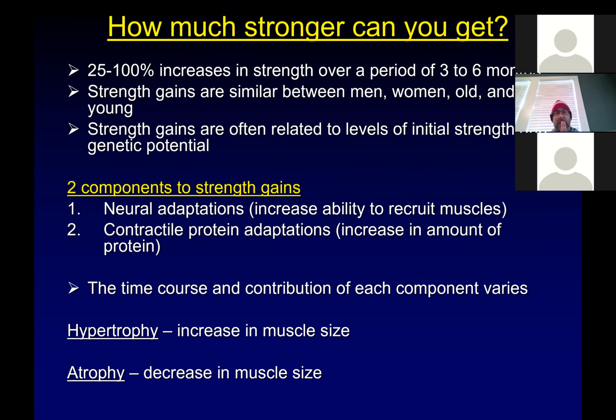It's going to get into this idea of how strong can you become, and how big can your muscles eventually get to be.